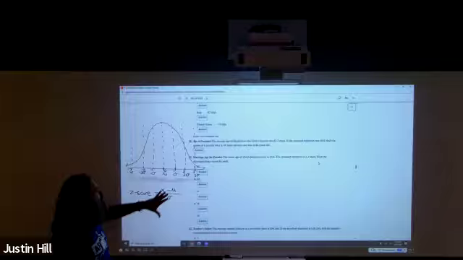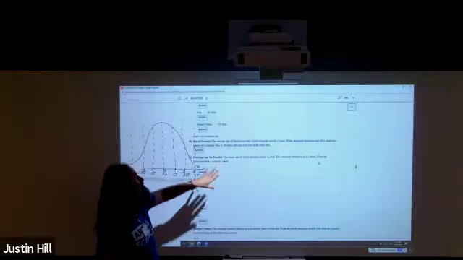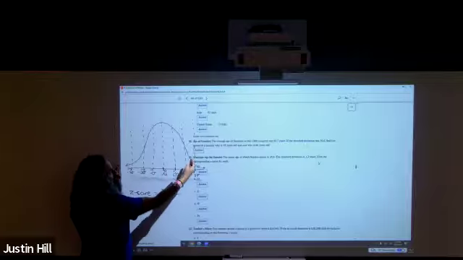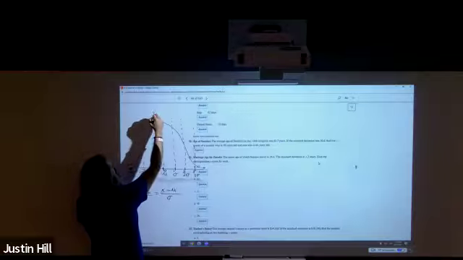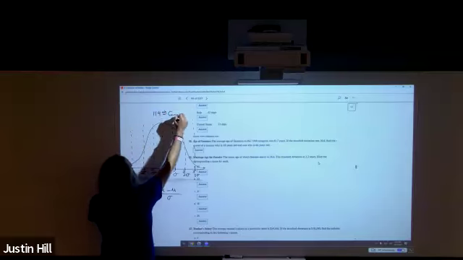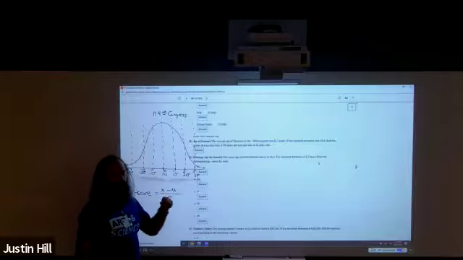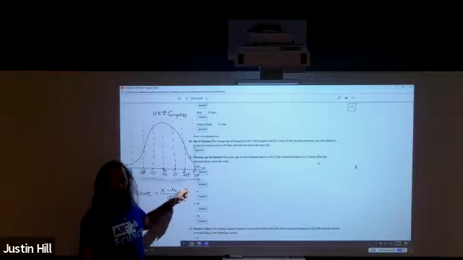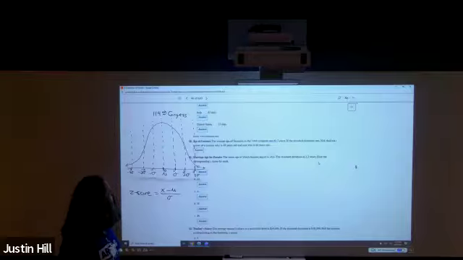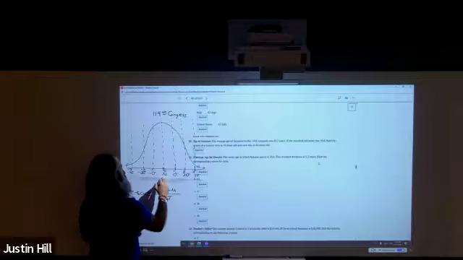So the average age of senators in the 114th Congress was 61.7 years. So let's pretend this is the 114th Congress. It says the average, or the mean, age was 61.7. So where is that 61.7 on this diagram? That 61.7 is in the middle. That's my 0. This is 61.7.